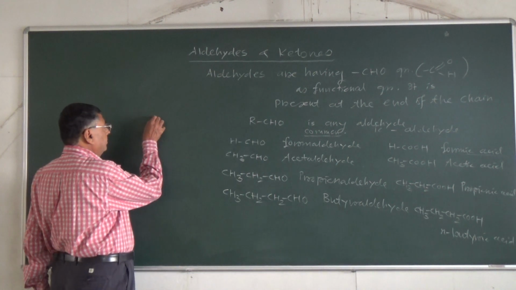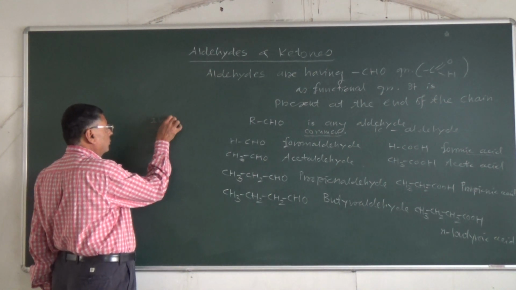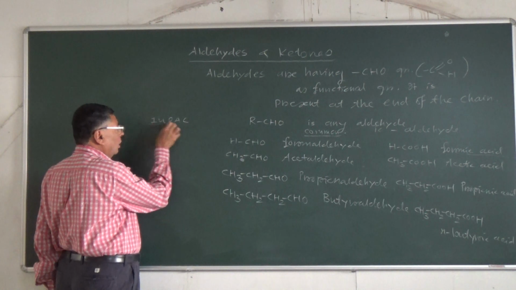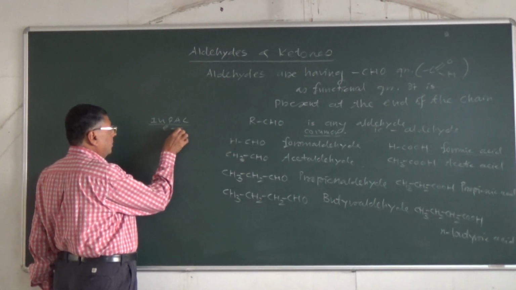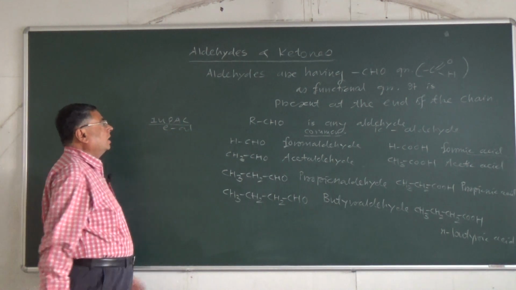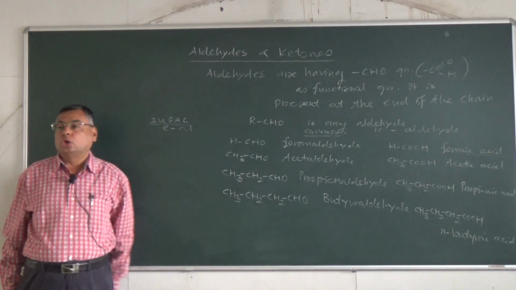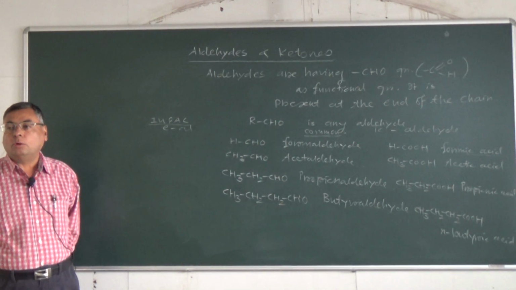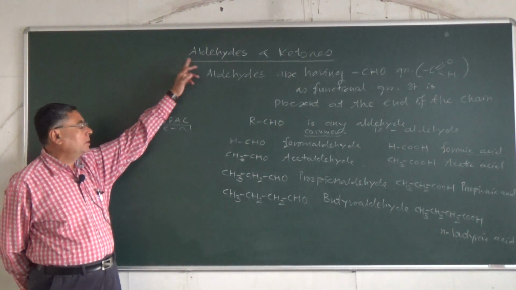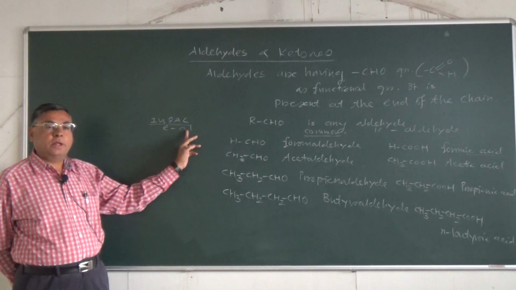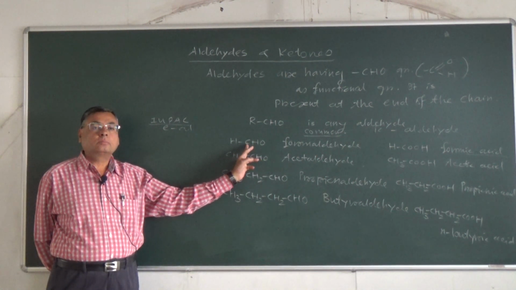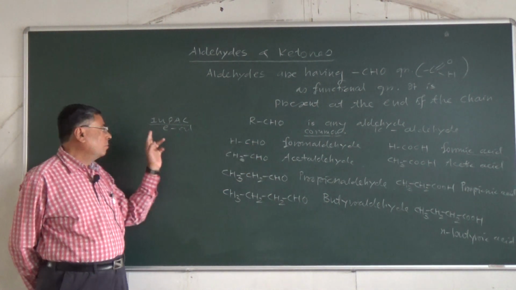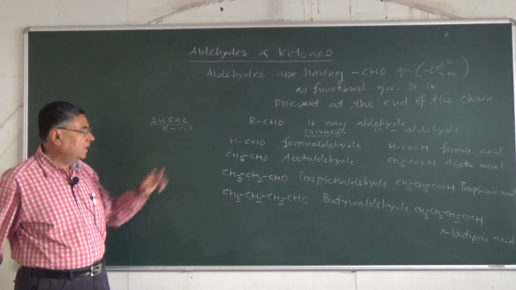For IUPAC system, usual rules are followed. Select the longest chain, etc. And E of the alkane is replaced by Al, because in aldehyde Al is the prefix. जो पहले लगता हो prefix, जो आखिरी में लगता हो suffix. So, here Al is the prefix. So, E of the alkane is replaced by Al. Now, select the longest chain of carbon. How many carbon? 1. 1 carbon means it is derivative of methane. From methane remove E, attach Al, methanal.